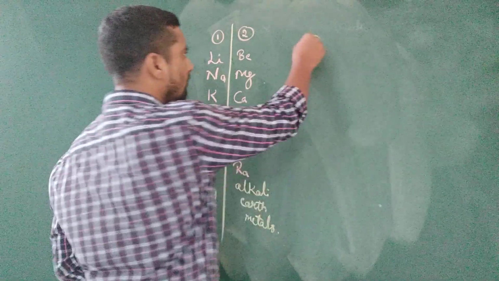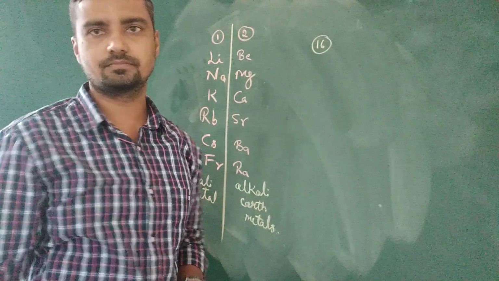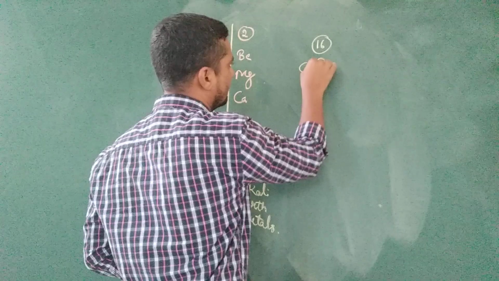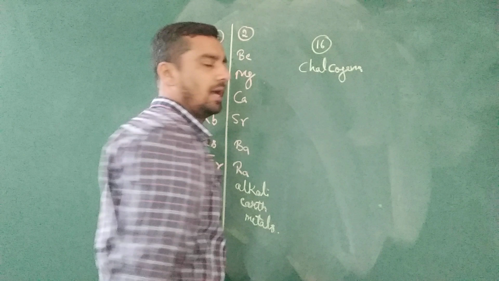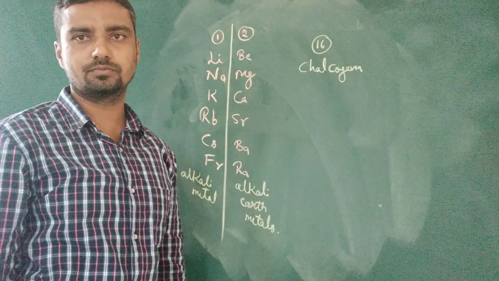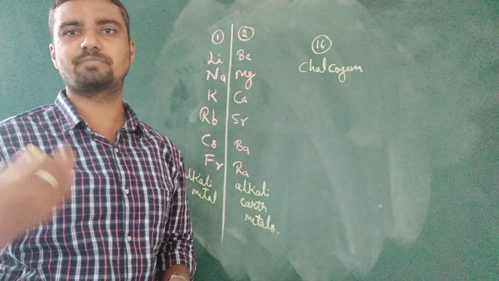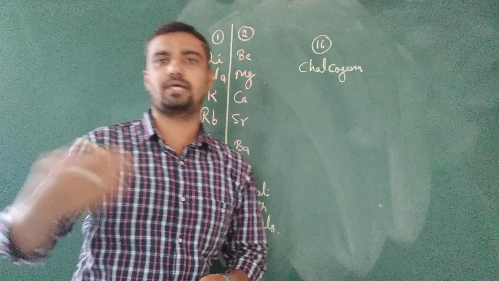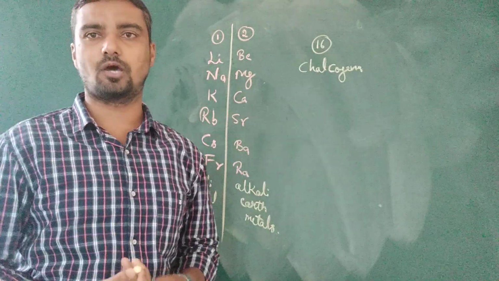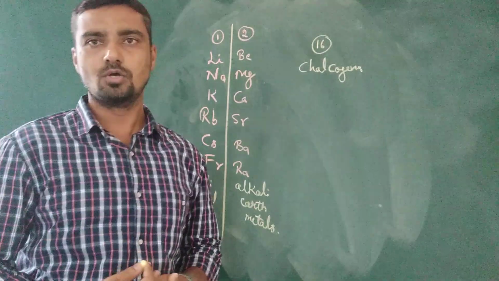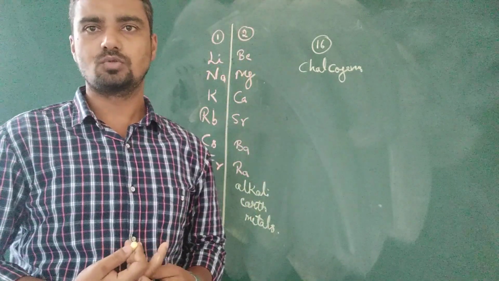Now the group 16 elements are called chalcogens, which belong to the oxygen family. They have ore forming capacity. They combine with certain metals to form ores, such as ferrous oxide, which is hematite ore, and aluminium oxide, alumina, which is bauxite ore. Cuprous oxide and zinc oxide are also ores. That's why they are called chalcogens.